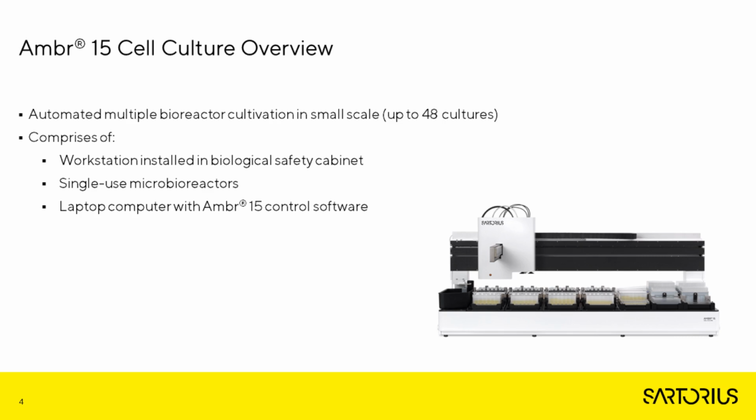With the EMBER 15 system, you are able to perform automated multiple bioreactor cultivations in a 10 to 15 milliliter scale. Depending on your system, up to 48 cultures can be controlled. The whole system consists of a working station which is installed in a biological safety cabinet, single-use bioreactors, and a laptop computer, including the EMBER 15 software. With this software, you are able to control the whole device, set up your cultivation protocols, and much more.